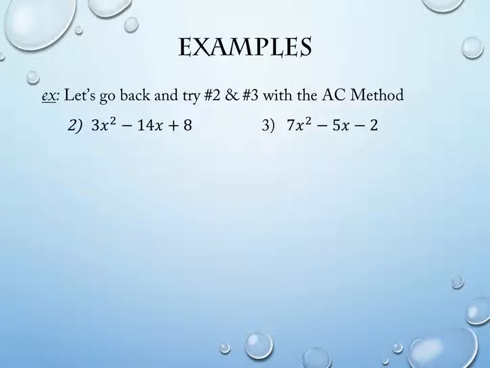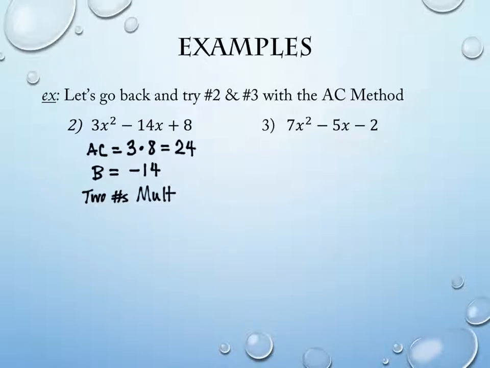So if I look at the AC method here, I actually multiply A times C. So what is A in this problem? It is 3, and C is 8. So this will give me a 24, right? The B value is -14. Okay, so these are my comparisons. So what I'm looking for is two numbers. I'm going to write this down actually on this one. I want two numbers that multiply to the AC. So they multiply to 24.